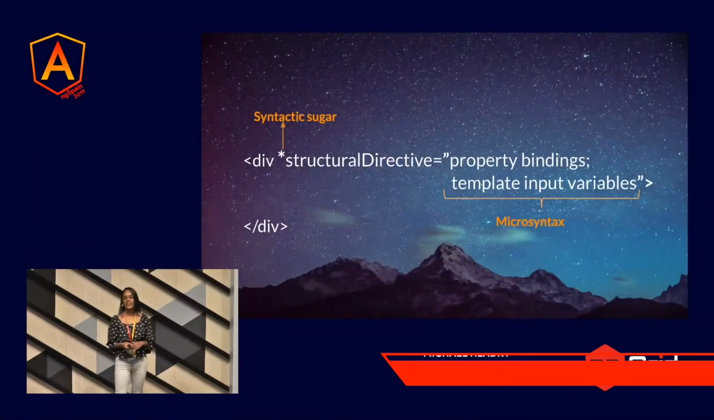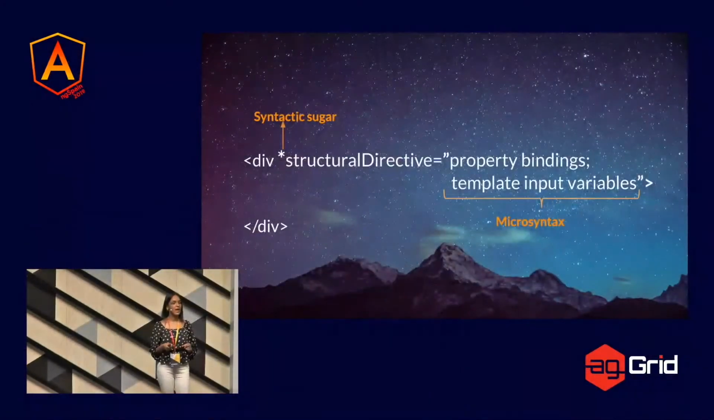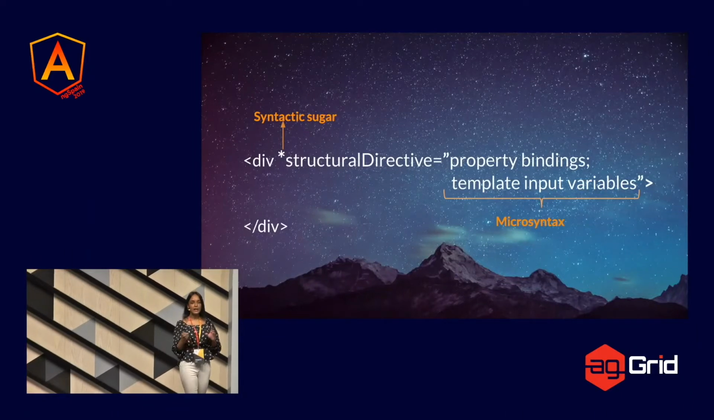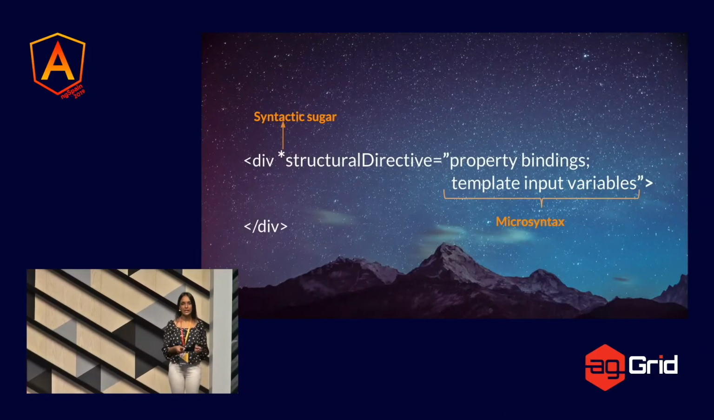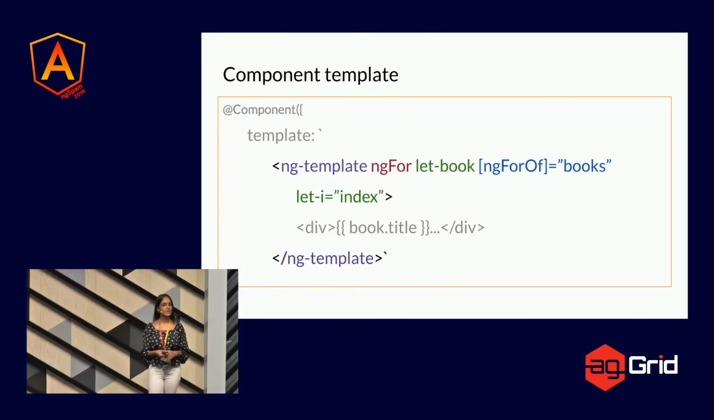So we can easily recognize a structural directive with the asterisk in front of the directive name. The asterisk actually gives syntactic sugar. So the string assigned to the structural directive has a microsyntax. In the string, we declare the property bindings and the template input variables. Structural directives are actually designed to be used as attributes on the ng-template directive. The ng-template directive declares an embedded view.